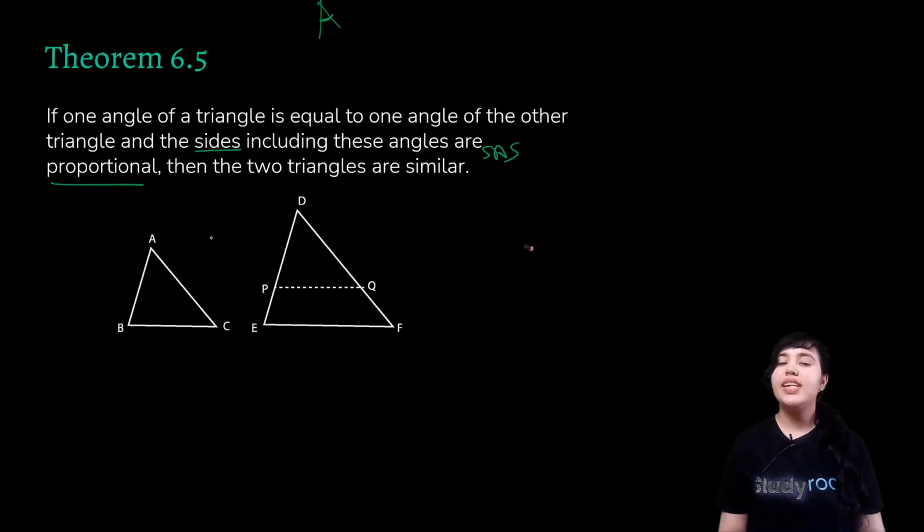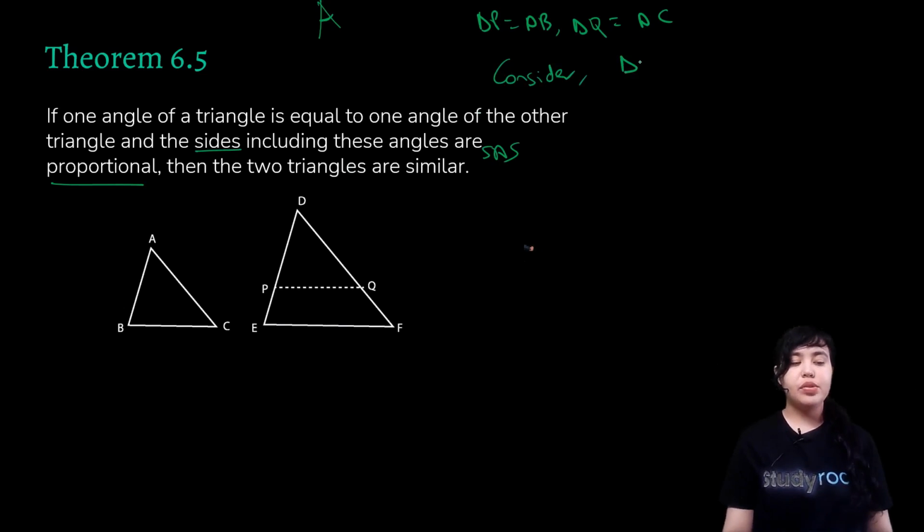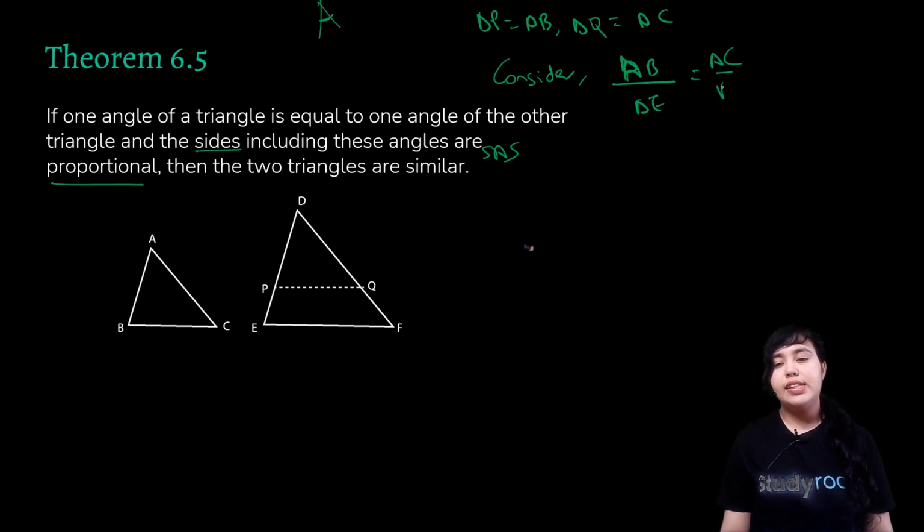Okay, so again we'll consider triangle ABC and triangle DEF. Construct triangle DPQ in such a way that DP is equal to AB and DQ is equal to AC. So now we will consider the proportionality of two sides. Consider that AB upon the corresponding side DE is equal to AC upon DF, and let's say that these ratios are less than 1.